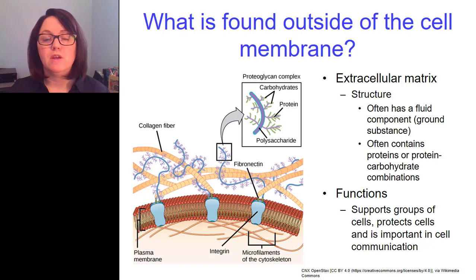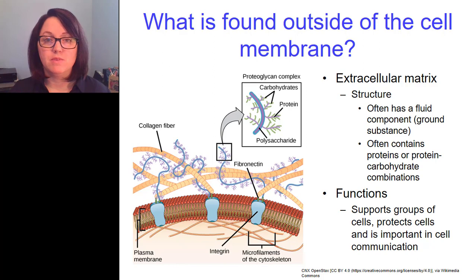The extracellular matrix typically has two components to it. It often has a watery component called the ground substance, but depending upon where in the body we look, this ground substance could actually be solid as a rock rather than watery. So it varies from place to place in the body. The extracellular matrix also typically contains proteins as part of its structure. Some of these proteins are combined with carbohydrates, and we call these proteoglycans or glycoproteins.